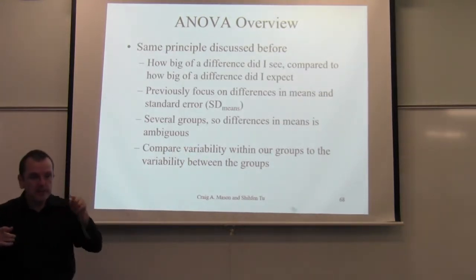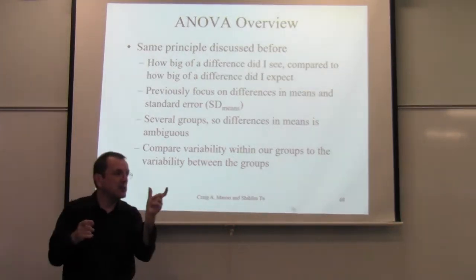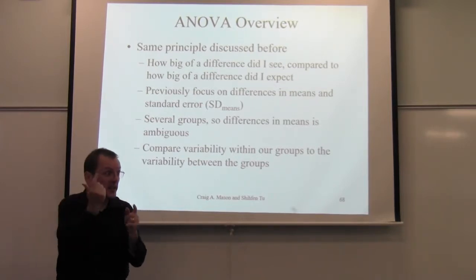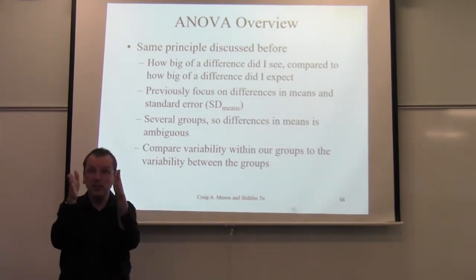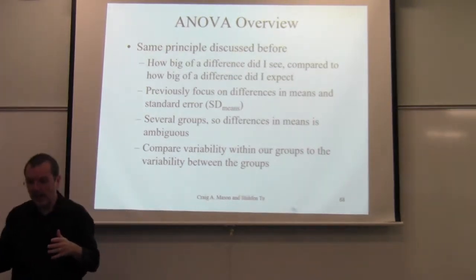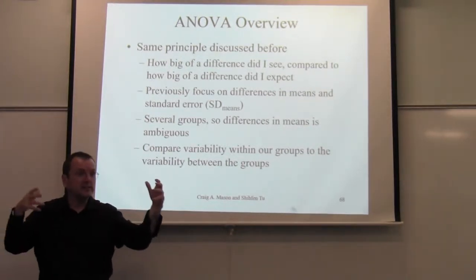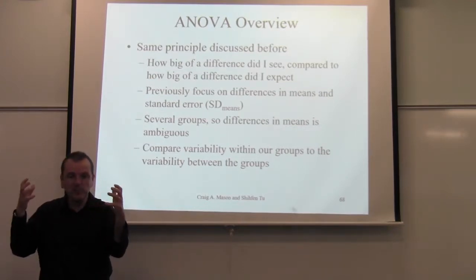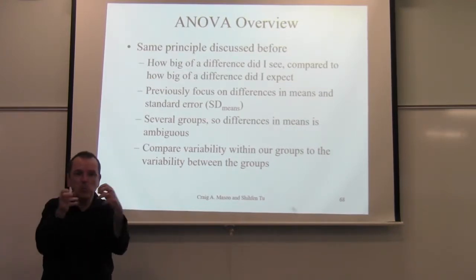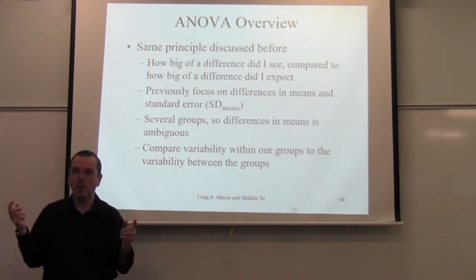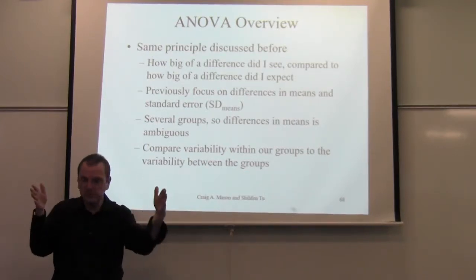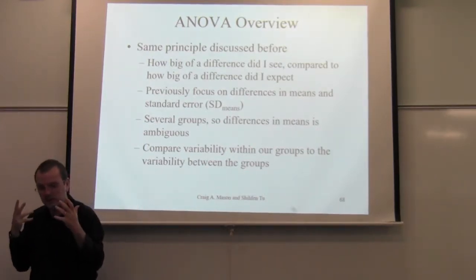But so far with t-tests, we focused on averages because it's one group versus a population or one group versus one group, right? There's just one difference between this group and that group. But with ANOVA, because I can have multiple groups, it's a little more complicated. We can't look at it that way because there can be several groups, so which differences between which groups am I talking about when I'm calculating how big of a difference I saw? Well, it depends on the groups. So that doesn't work quite the same way.